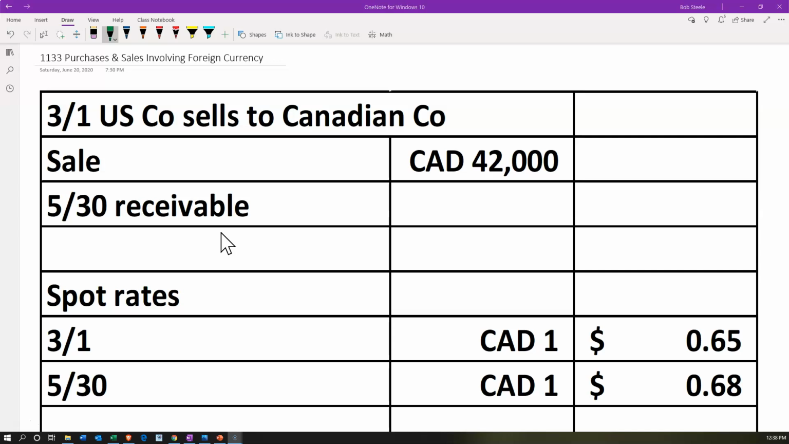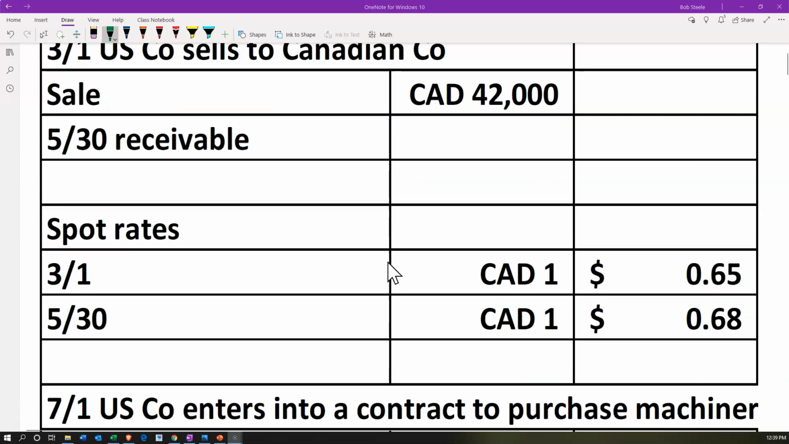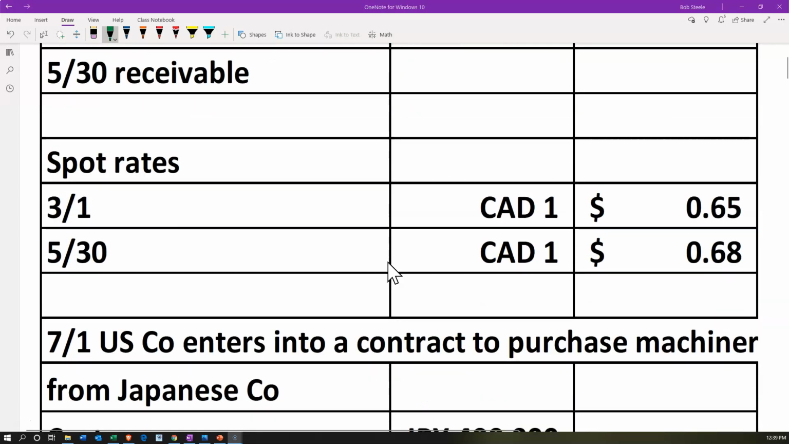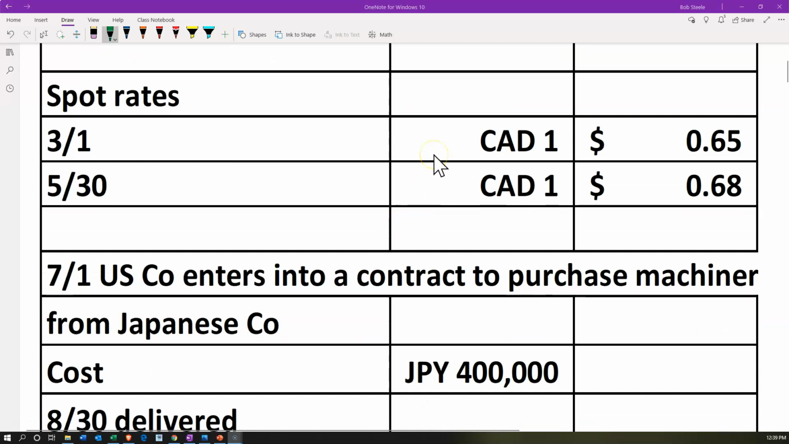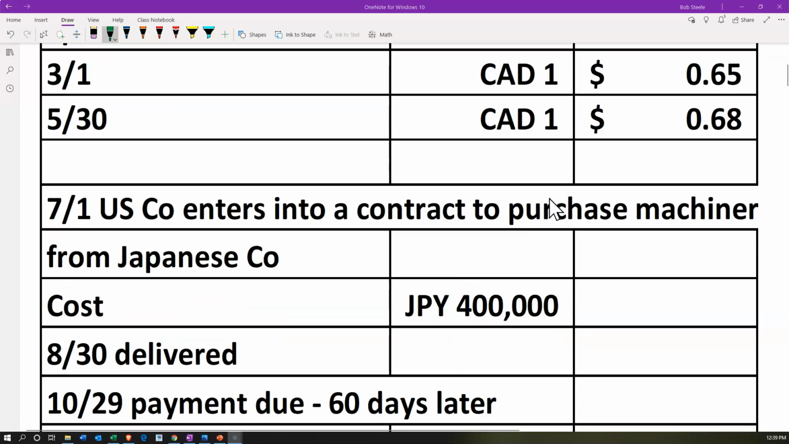First item, 3-1, U.S. company. That's going to be us, where the U.S. company sells to a Canadian company, and the sales price was 42,000 Canadian dollars. Then the receivable is going to expire. We're going to collect on 5/30. To do this, we're going to need the spot rates for the relevant dates on 3/1 and 5/30. Spot rates being 1 Canadian dollar, the equivalent US dollars being 0.65, and then on 5/30, 1 Canadian dollar, the equivalent being 0.68 US dollars.